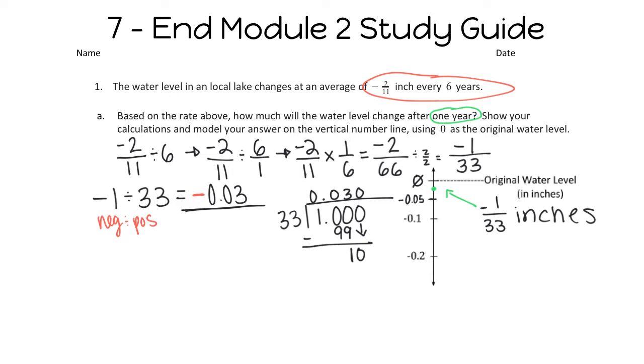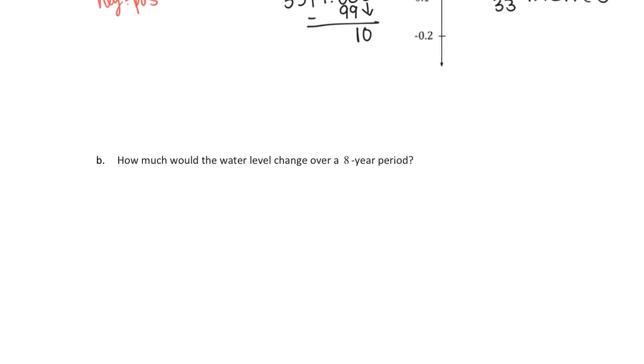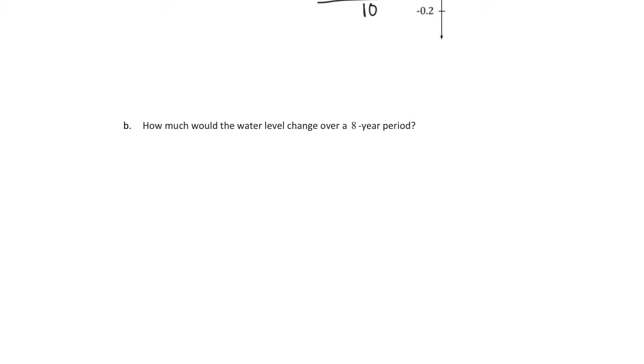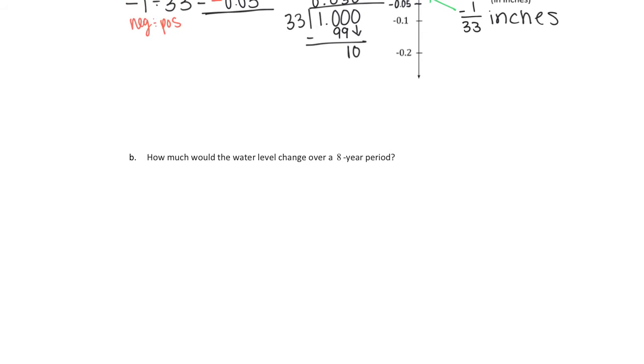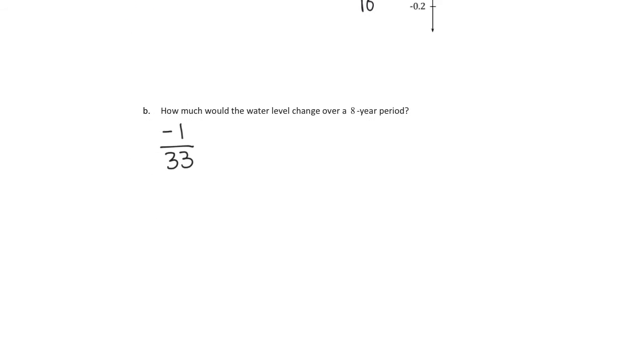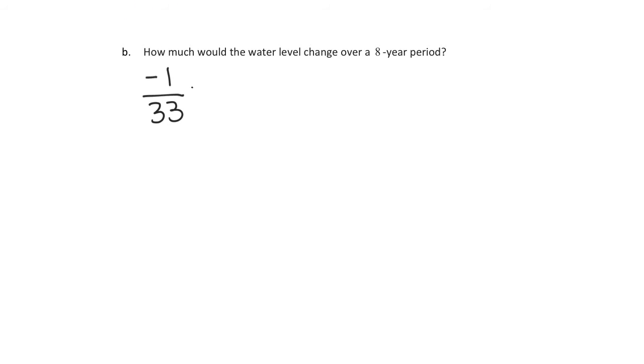Let's go ahead and go on to number 2. So it says, how much would the water level change over an 8-year period? So first of all, we know that per year, the water is changing -1/33 inches. We are going to multiply that by 8. To set this up, so both of our values are in fraction form, I'm going to have negative 1 over 33 times 8 over 1 to keep 8's value.